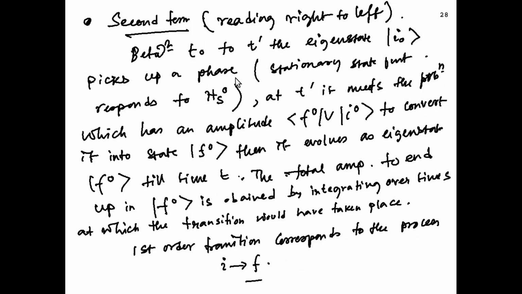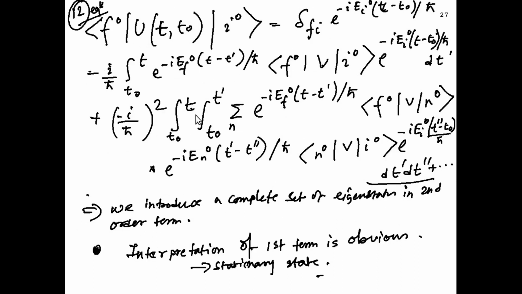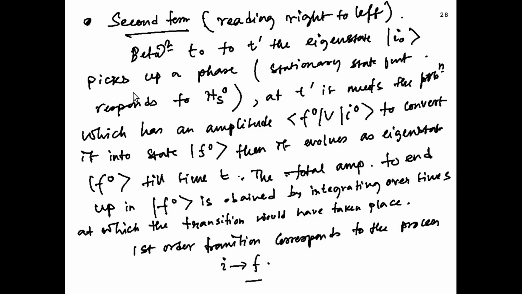So that is the physical interpretation of the first order term, and the total amplitude to end up from I0 to F0 is obtained by integrating over all the times at which the transition could have taken place. That is basically this t', the intermediate time, and that is integrated from t0 to t. So that is the first order transition, which corresponds to the process I to F, or state I0 to F0. I'm just dropping the 0 subscript.